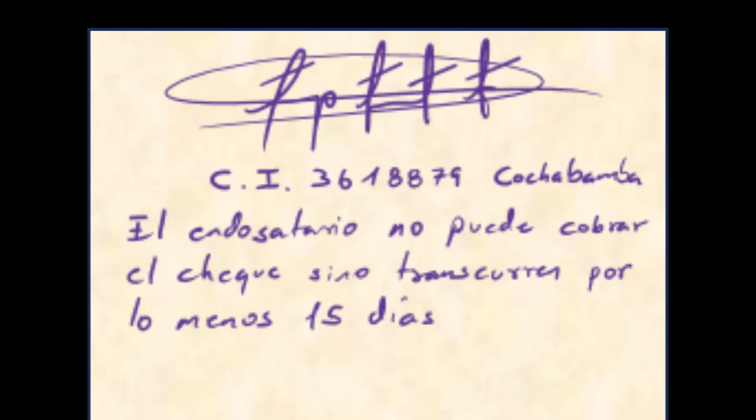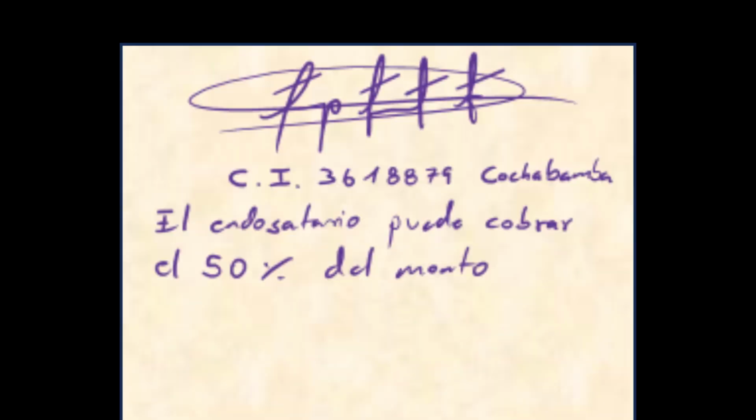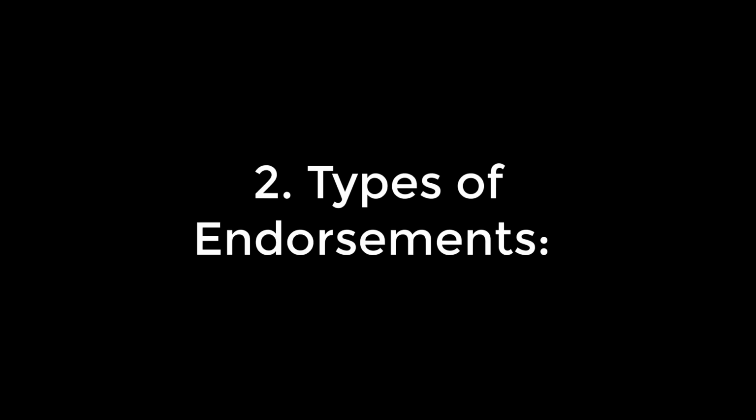In this other image, we can appreciate an endorsement to which a condition has been attached, which in application of the commercial regulations in force implies that it is considered null and void. In the following image, we have a partial endorsement, which in any case under the current regulations is considered null and void. 2. Types of endorsements.